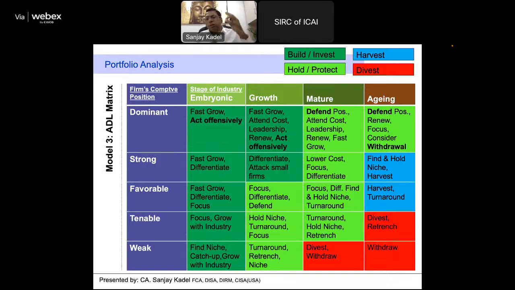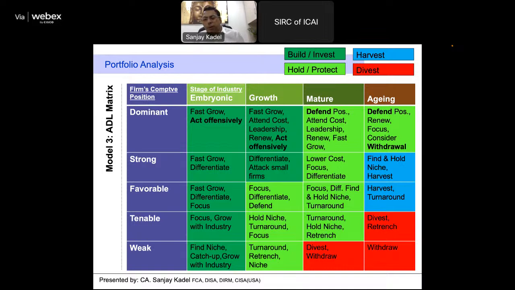So in this, 5 variants of competitive positions, multiplied with 4 variants of stage of industry, gives you 20 combinations of situations. In these 20 situations, what strategies you can adopt, that is being proposed. If you see in this matrix, the top left corner has build related strategies. Build, where you invest. So you will have strategies like fast grow, act offensively, differentiate, all those things.